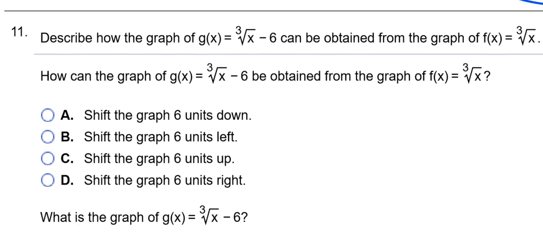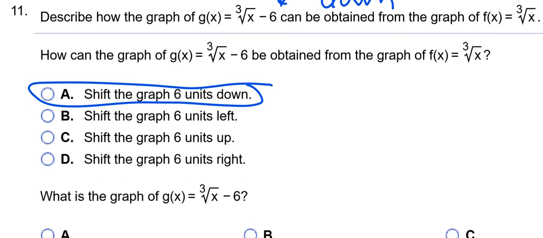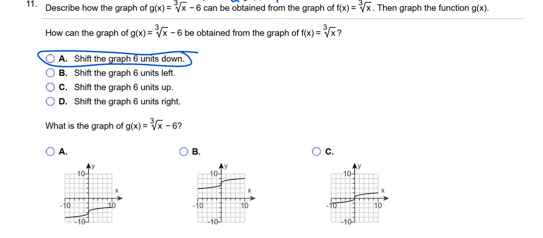All right, now, what's going on outside the box right there? Down. That is going down. Shifting down 6 units. And that is choice A. Thank you very much.